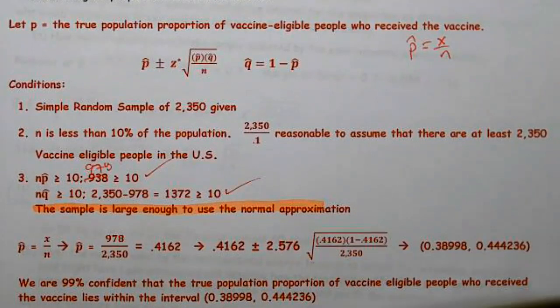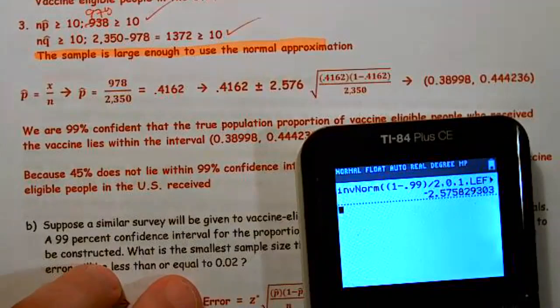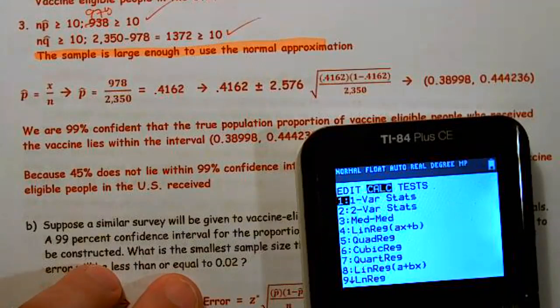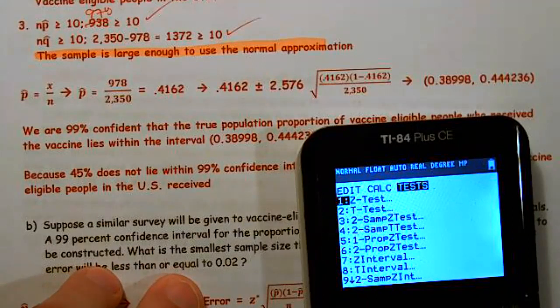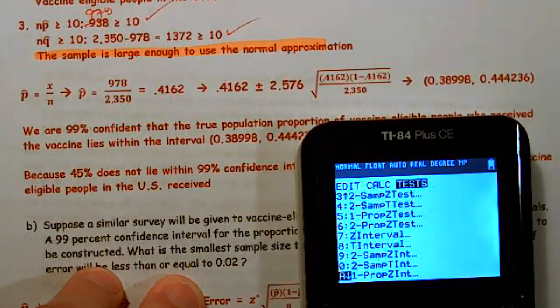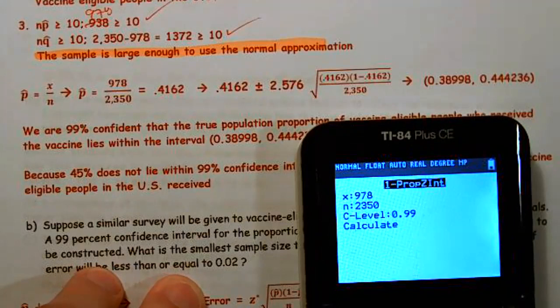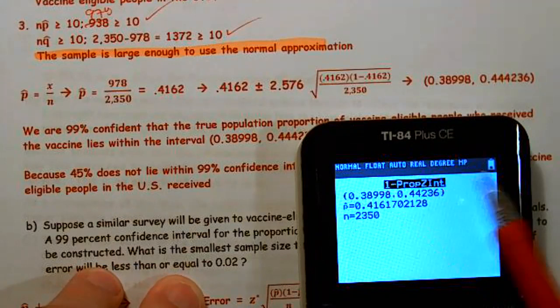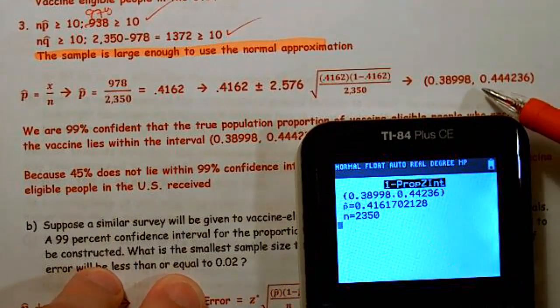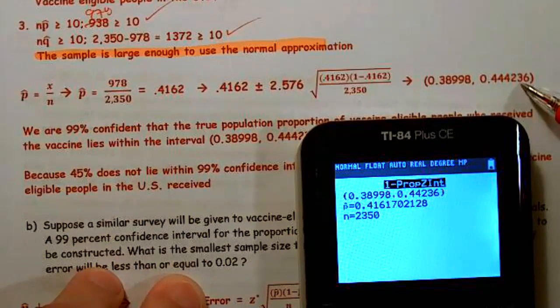Now I'm going to actually run the test using a calculator. So stat, test, and I have to scroll a ways to letter A, which is 1-proportion Z interval. Press enter. X is 978. My sample size is 2,350. My confidence level is 0.99. And I get the value 0.38998 and then 0.44236. Looks like I have one too many fours.